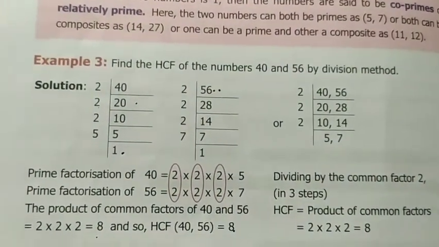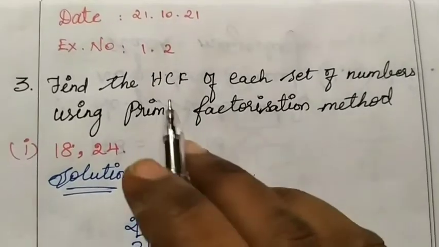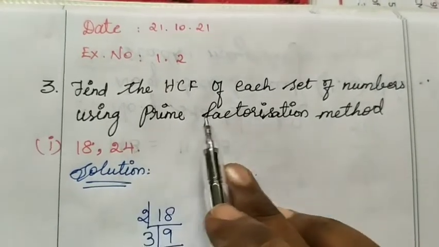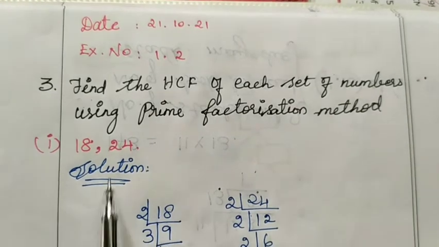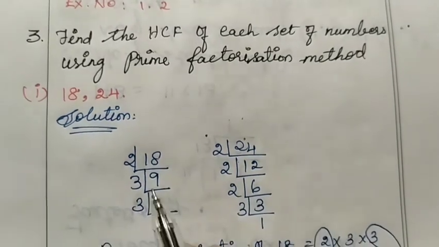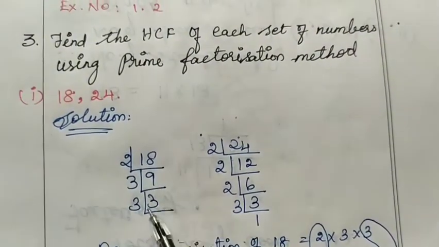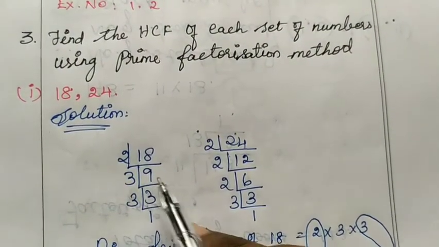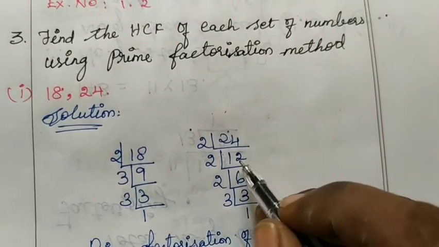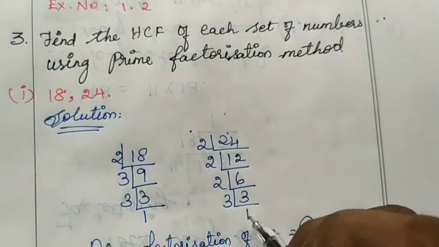Now let's go to exercise 1.2, question number 3. Find the HCF of each set of numbers using the prime factorization method. First question: 18 comma 24, very simple and easy. First we use the division method. 18 comes in the two table, so 9 2s are 18. Next 9 comes in the three table, 3 3s are 9, and 1 3 is 3. Next number 24: 12 2s are 24. Next 6 2s are 12, and 3 2s are 6. 1 3 is 3.